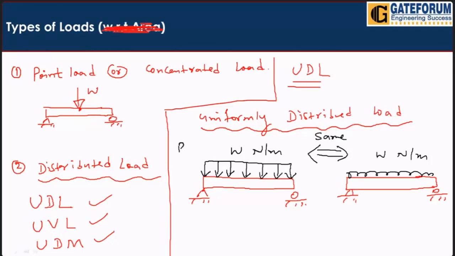In books, it is represented like this. In our class notes, we are writing like this only. So both are UDL, uniformly distributed load. Now what happens in case of UDL?